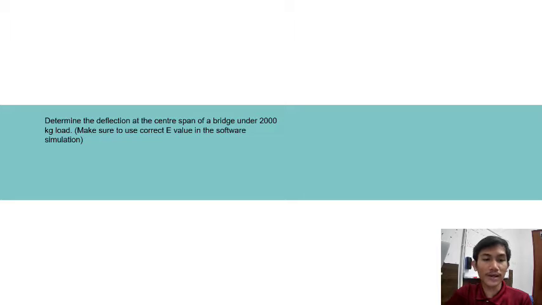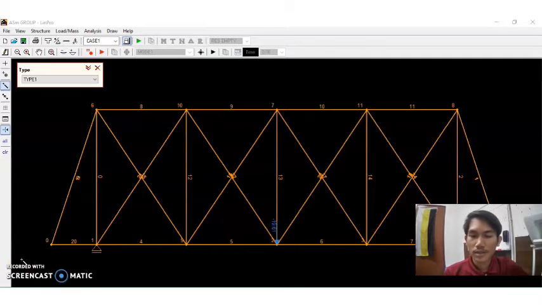Okay, to determine the deflection at the central span of the bridge under 2 tons, make sure to use the correct E value in the simulation software. We use it here. Next, this is our model for our group based on the warren truss.